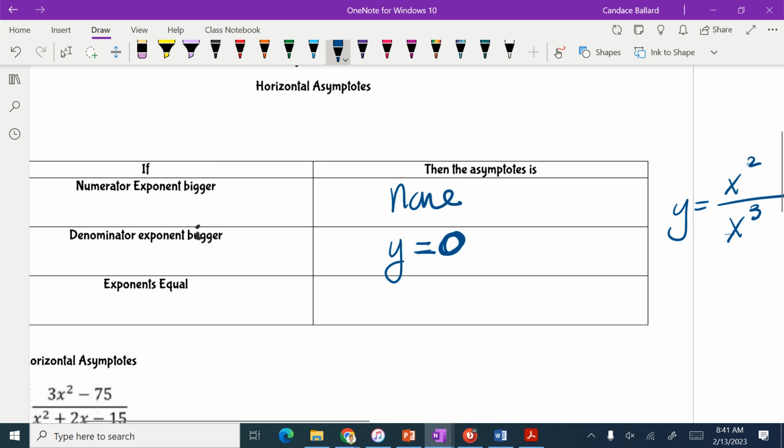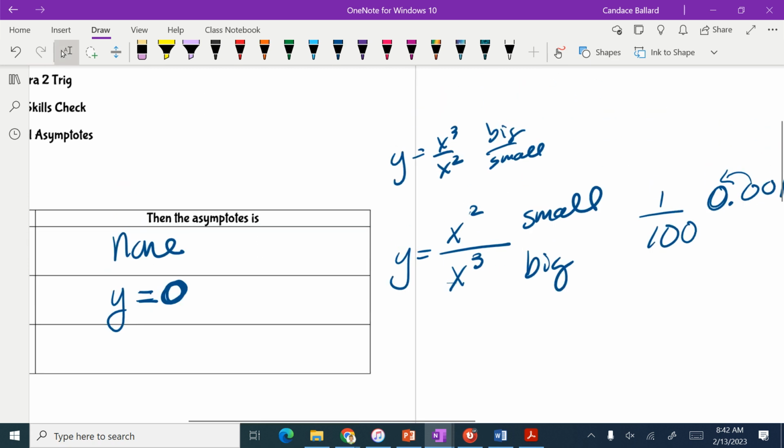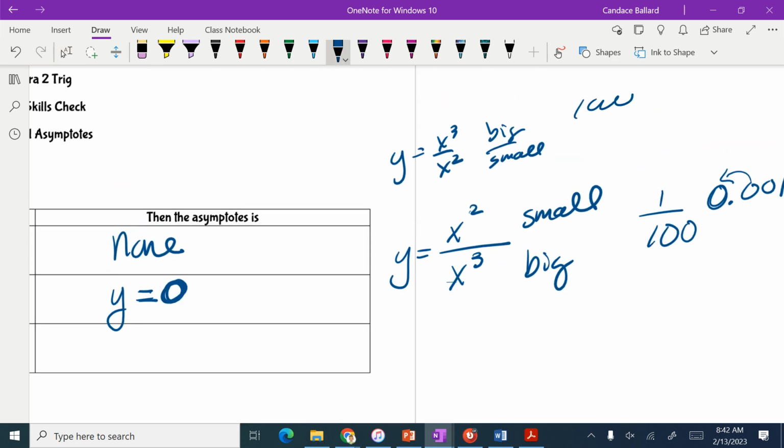The other scenario, if I reverse this, I should have explained that better, sorry. Now, if the numerator was growing bigger, it would be big over small, which would just keep going on and on and on. I mean, there's no way, it would basically equal infinity. So that's why there isn't a horizontal asymptote in this scenario.